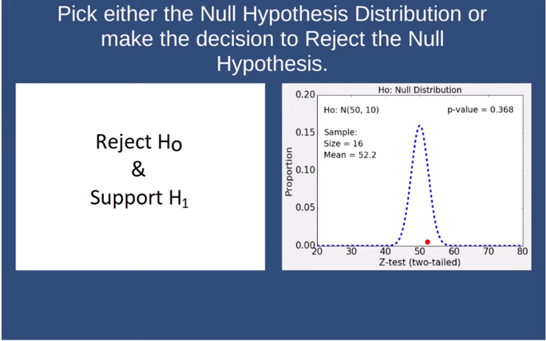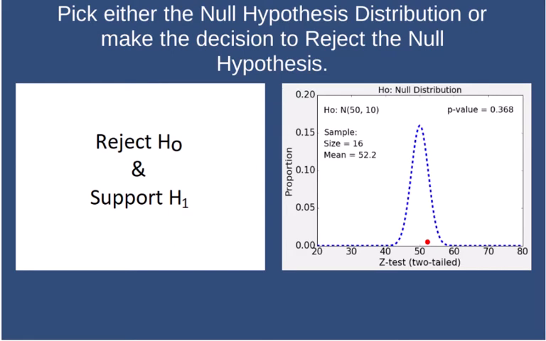Hello, we're looking at our fourth and final perceptual learning activity for our hypothesis testing module 10b. In this case, we're going to decide whether we should retain the null hypothesis distribution or reject it. There's a couple things that we can take into consideration. One of them is the p-value resulting from our analysis.